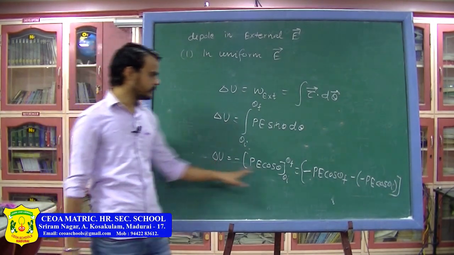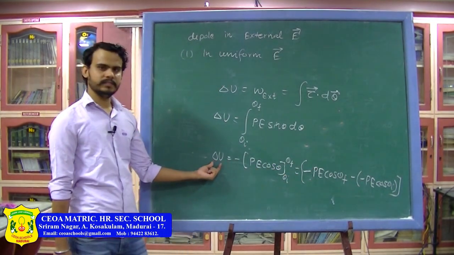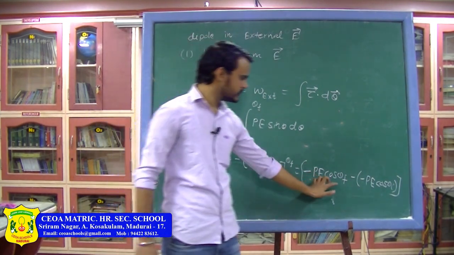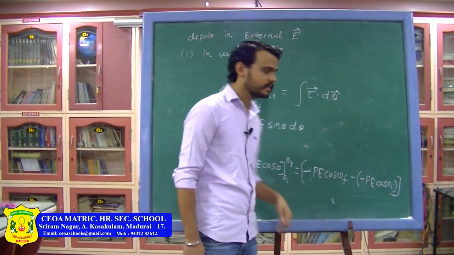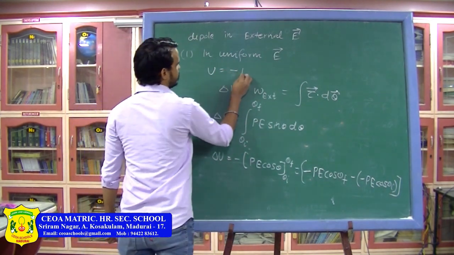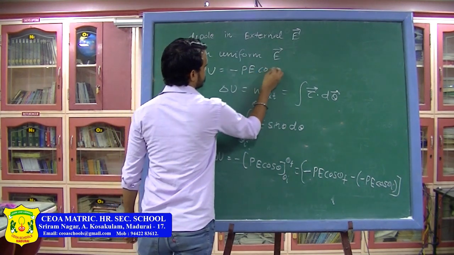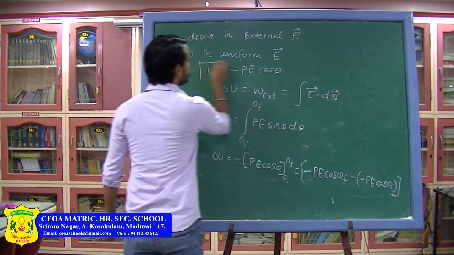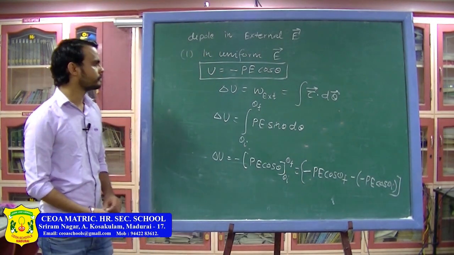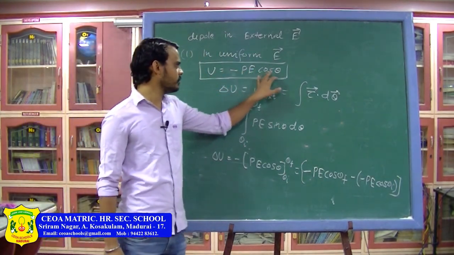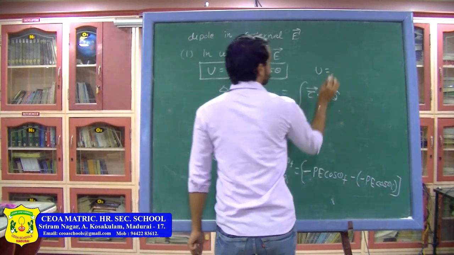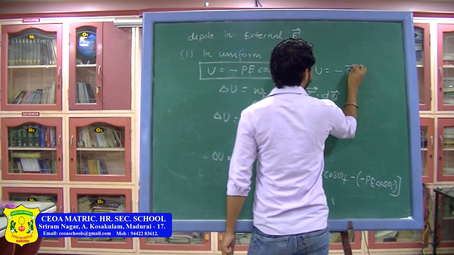Again, if you compare, this is delta U, which is U final minus U initial. So this is the final potential energy, this is the initial potential energy. So from here I can write the potential energy is minus P E cos theta. So this is the potential energy of a dipole in an external electric field. Now this A B cos theta can be written as A dot B. So I can write U as minus of P dot E.